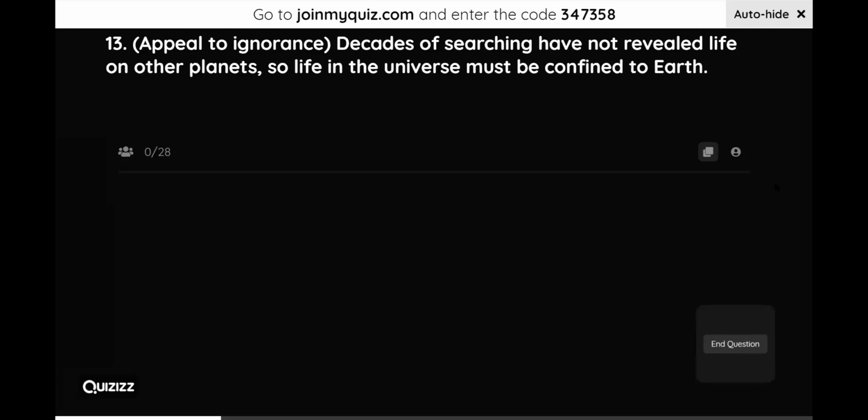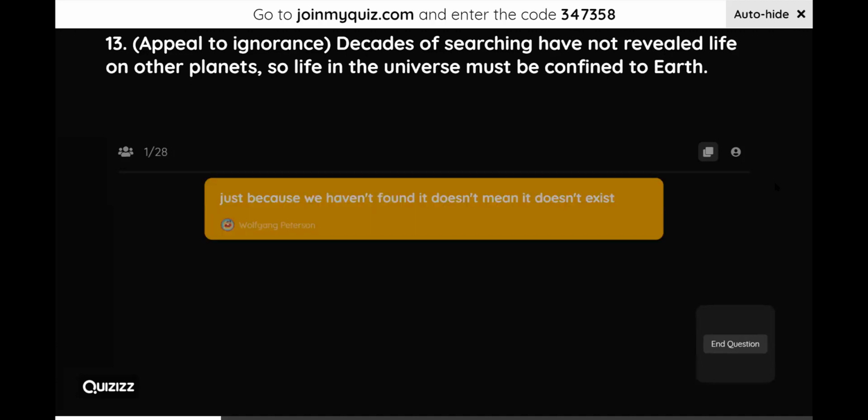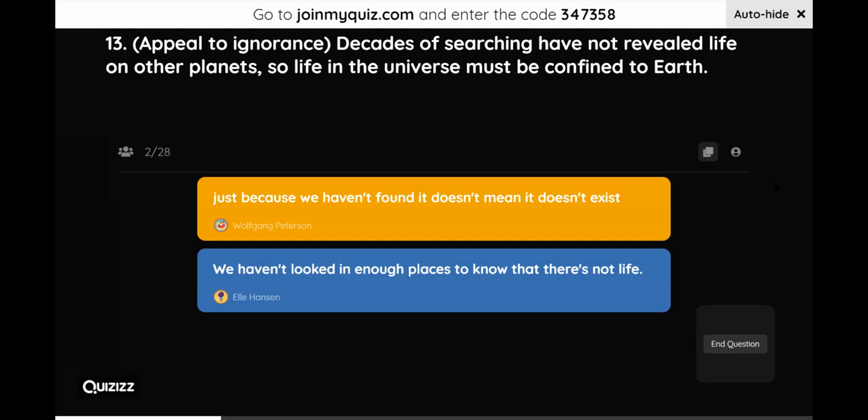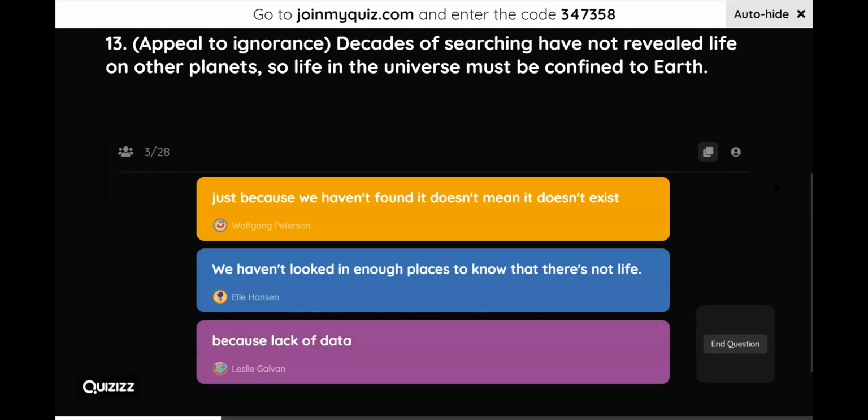And here, what do they mean by ignorance? Yeah, because we haven't found it, right? That's where the ignorance is coming in. There's a lack of data, something along those lines. We haven't looked in enough places. That's a good argument as to why this could be wrong. Yep. But the thing that I'd really focus on in this one is that lack of data that's happening there.